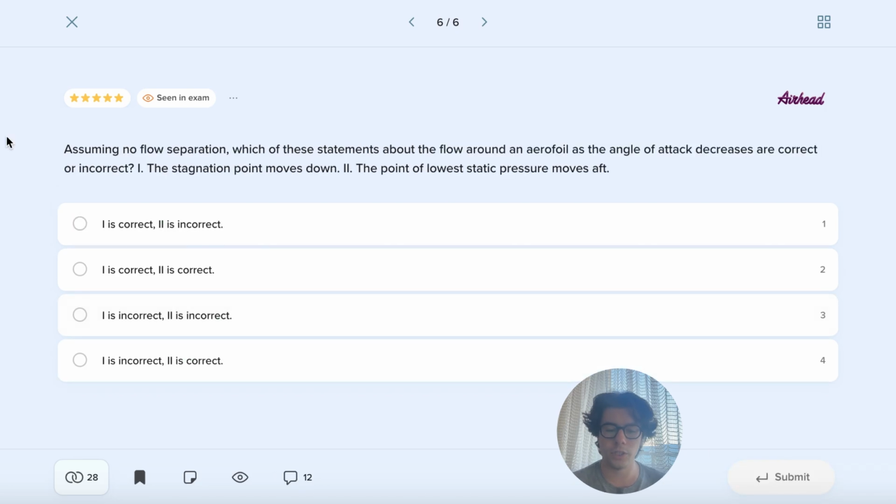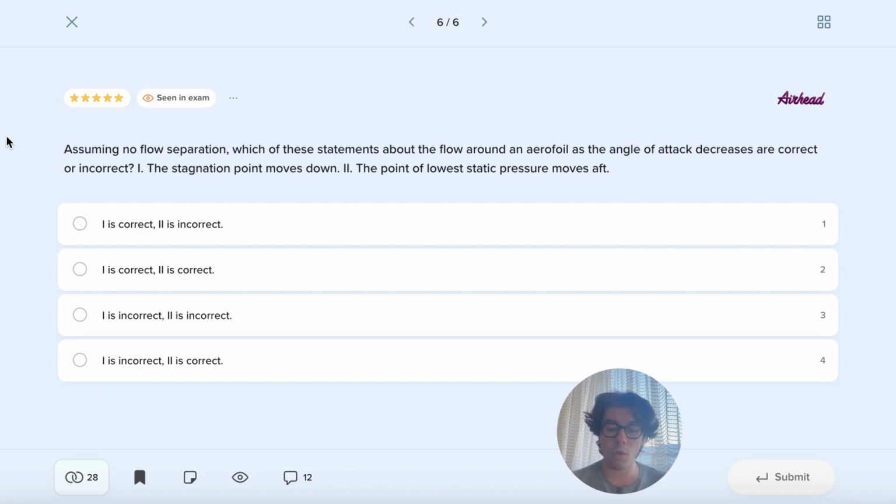And now for the last question. Assuming no flow separation, which of these statements about the flow around an airfoil as the angle of attack decreases are correct or incorrect? So, as we said earlier, the stagnation point moves down. If you decrease the angle of attack, the stagnation point on the leading edge moves upwards, meaning the first statement is incorrect.